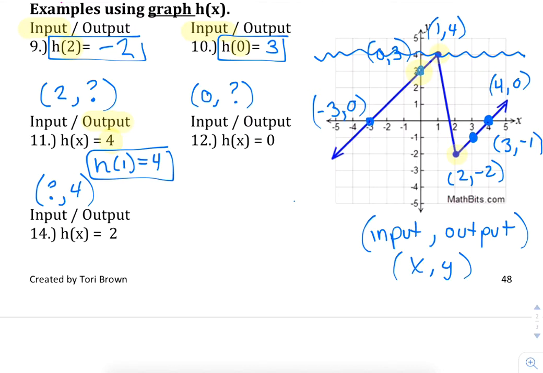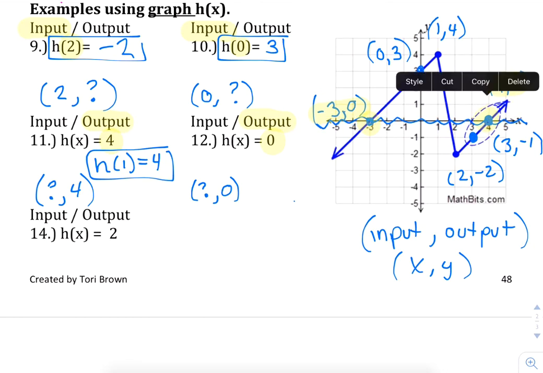Problem number 12 says h of x equals 0. That's an output again. But watch what happens as I start looking for which point has 0 as the y value. Hopefully you see that we have one of those here. That's this dot. But I also have another one over here. Watch what happens if I move this line. If I say I want to be on the 0 level, there are 2 different places where I hit the graph. What do you notice else on this line, the squiggle line that's moving? There's another answer.